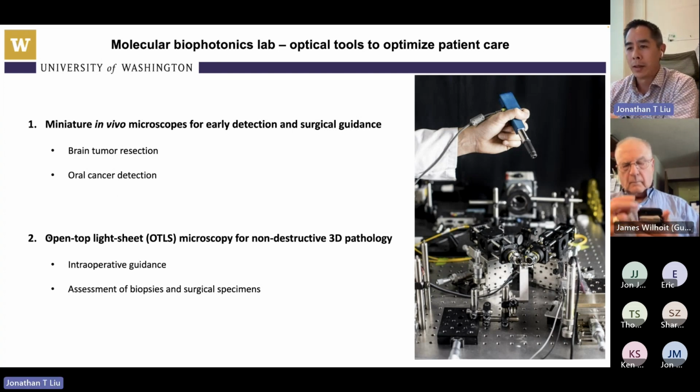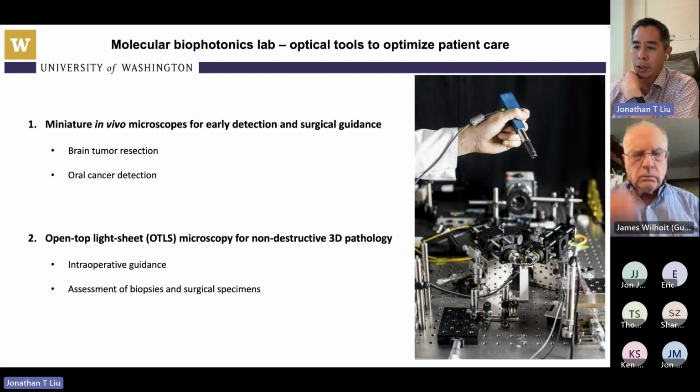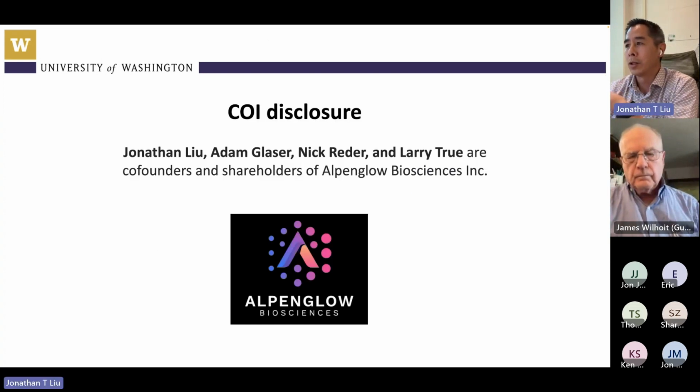Today, I'm going to focus on the second topic, which is, we call it open top light sheet microscopy. That's the invention we had a few years back. And we use it primarily for what we call non-destructive 3D pathology, although we can also use it for guiding surgeries. So I'm not going to be focusing on that as much. I do have a conflict of interest to disclose. We started a company. This is a good thing. We're trying to get this out into the world, and we've sold a lot of our microscopes all over the globe, and trying to change the way medicine is done, trying to modernize the field of pathology.